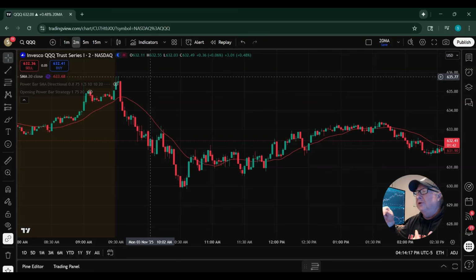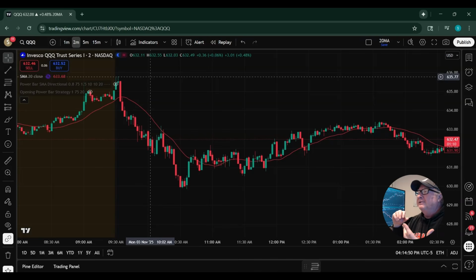But essentially what you're looking for is a power bar, which is a bar that's larger than the other bars around it, that starts at or near the 20, is moving in the direction of the 20 simple moving average, or if the 20 simple moving average is flat, it can be moving in either direction, and it needs to clear immediate support or resistance to the left, right? So that's the trade I'm going to use to show this.